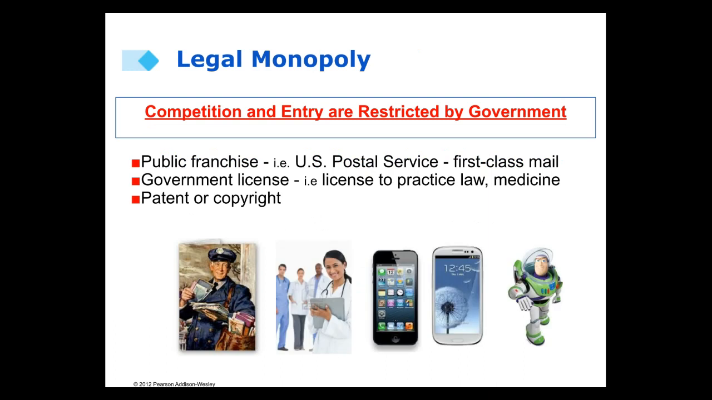And the last and most common type of monopoly is a legal monopoly. In this case, competition and entry are restricted by a government. This might be a public franchise like the U.S. Postal Service with first-class mail, or it might be a government license. Licenses to practice law or medicine or to cut hair or things like that are a form of legal monopoly. They're restrictions by government that stop people from entering and competing. And then last, a copyright or patent right is another example of a barrier to entry that restricts competition.